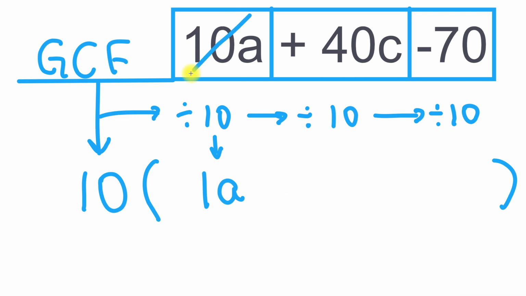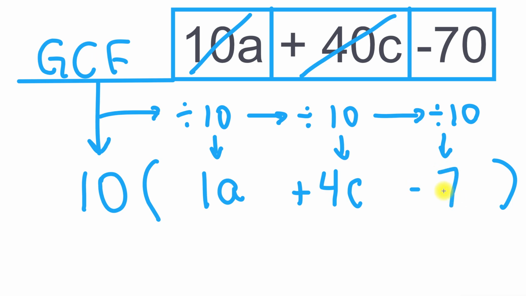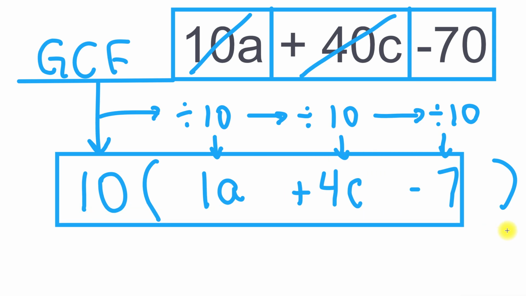So we're done with this term, because 10 divided by 10 gives us 1a. We'll go to the next term, positive 40c. We've got positive 40 divided by 10, and that will give us positive 4c. So we'll put that here, positive 4c. And we're done with that term. And now we have negative 70 divided by 10, and that will give us negative 7. So when they're asking us for a factored form, they're just asking us for this, and we've got our final answer right here in the box.